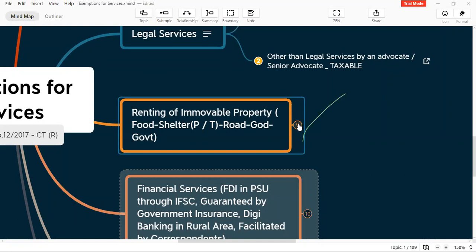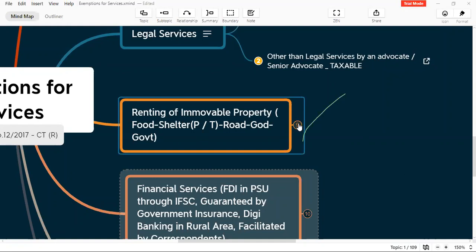P and T is permanent and temporary. Permanent shelter is our house. Okay, so renting of our residential unit for dwelling purposes is exempt. Okay, so that is very clear again. So our house rent we pay is exempt because it's a residential house.